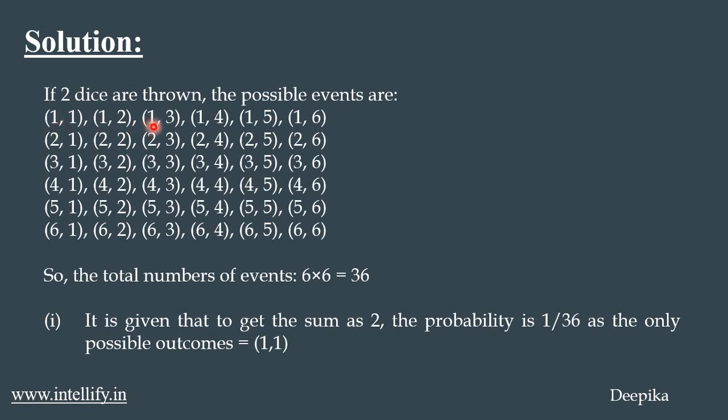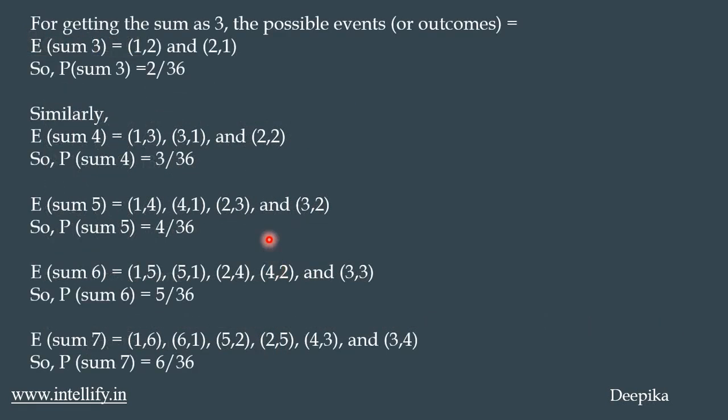1, 1, 2, 1, 3 up to 6, 3, 6, 4, 6, 5, 6, 6. So the total number of events is 6 into 6 equals 36. In the first part, it is given that to get the sum 2, the probability is 1 by 36. As we can see in the outcomes, there is only one possible outcome, that is 1, 1 for getting sum 2. So probability is obviously 1 by 36.